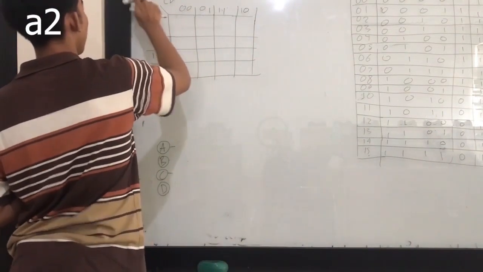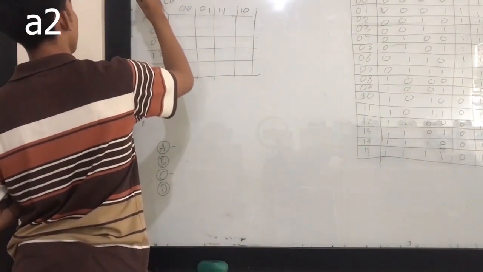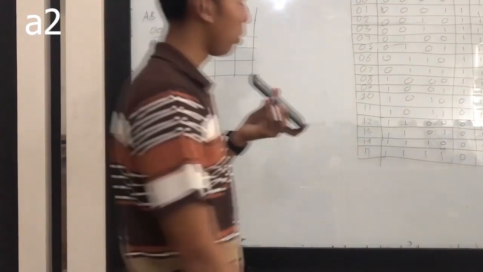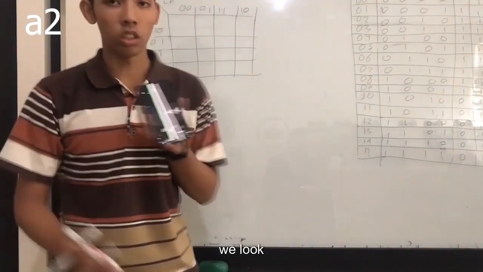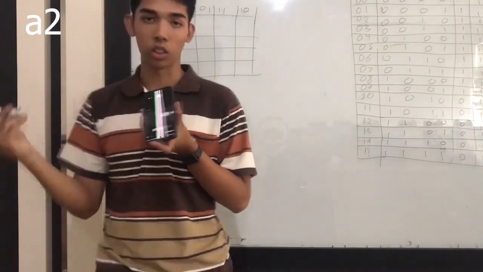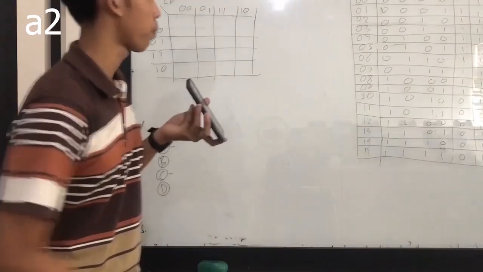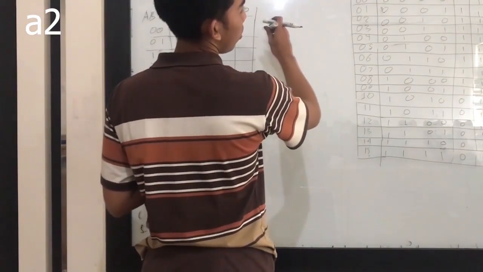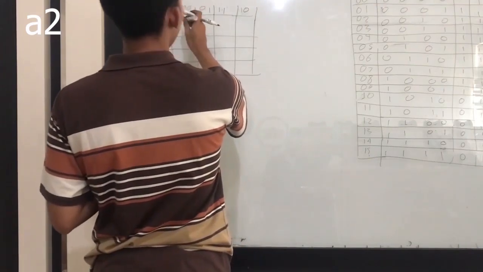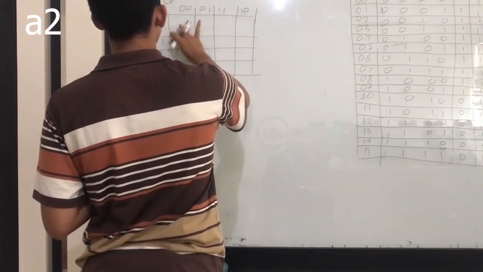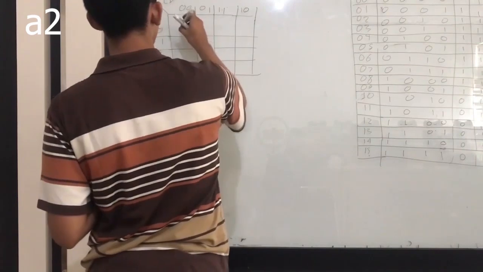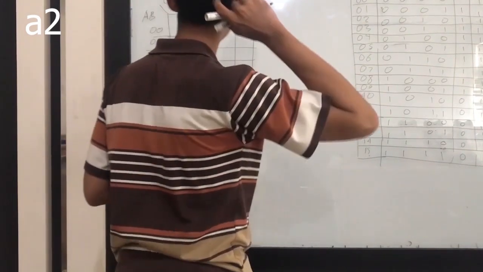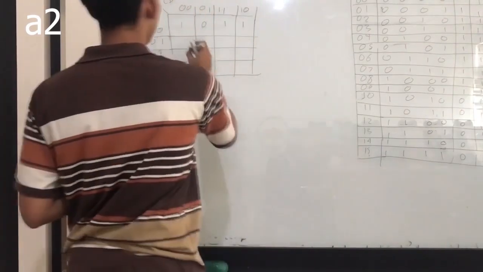Okay, A2. For A2, we look at the truth table right here. So let's now input the values. 0 1 1 0.